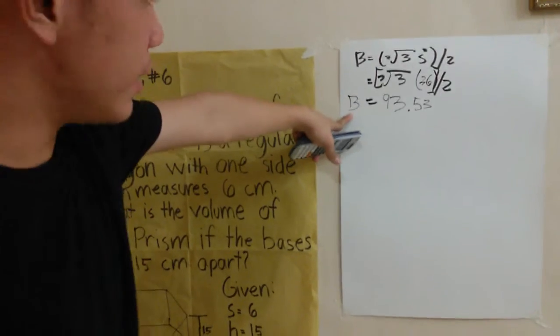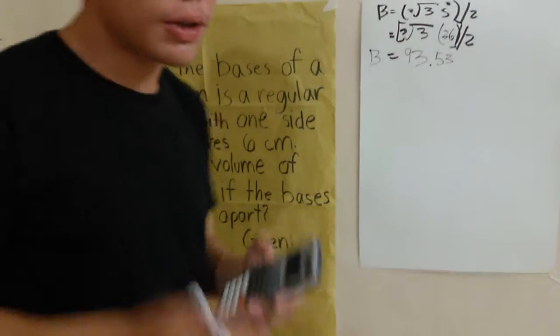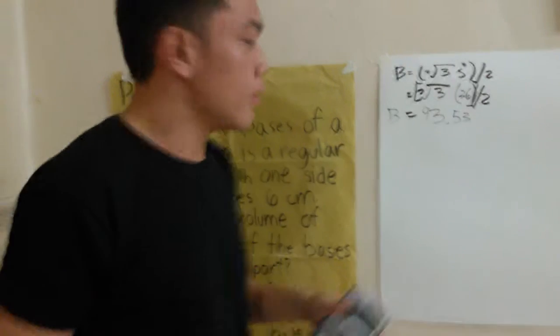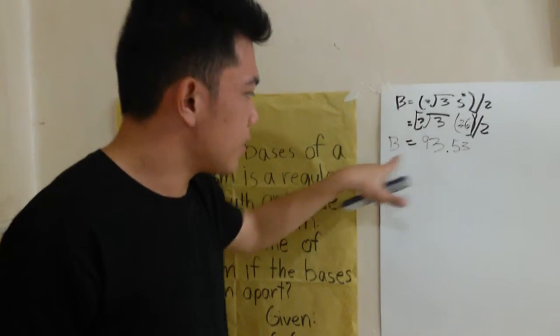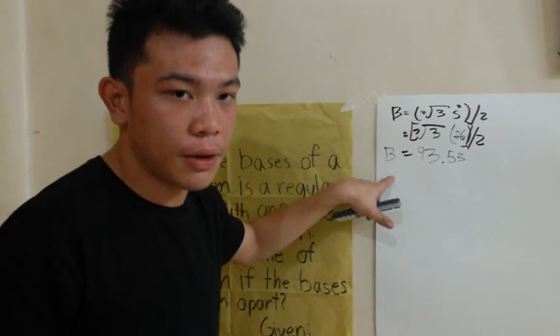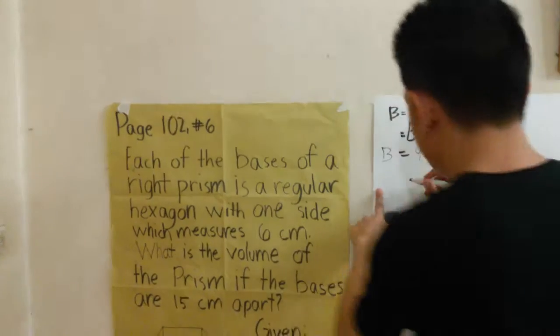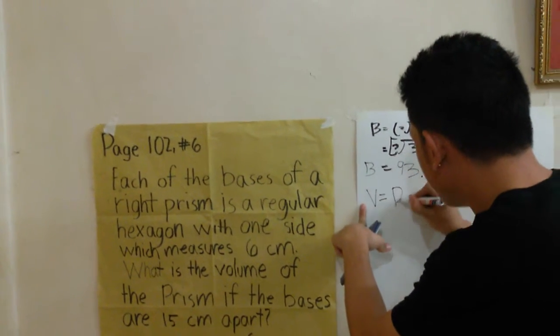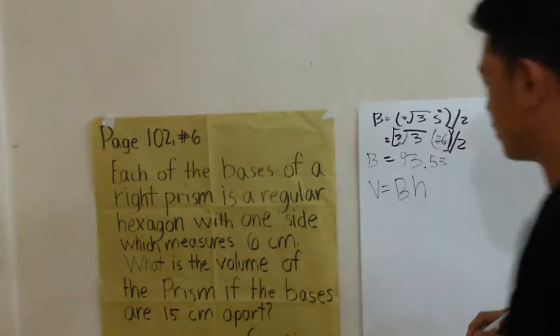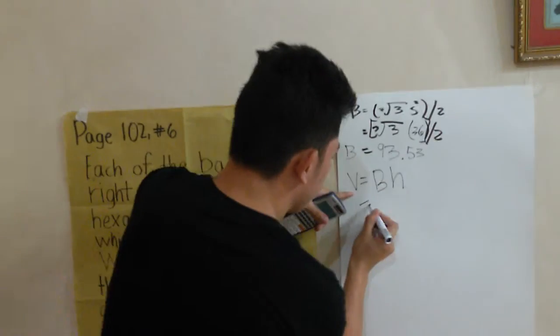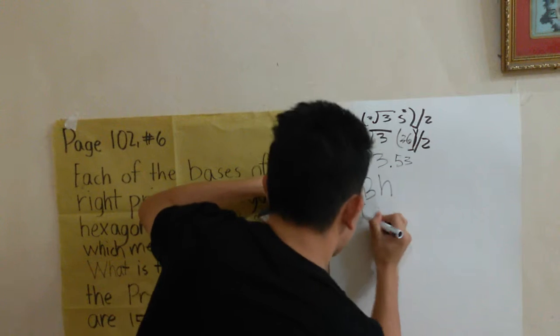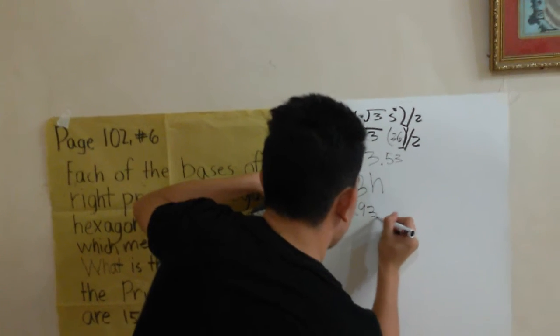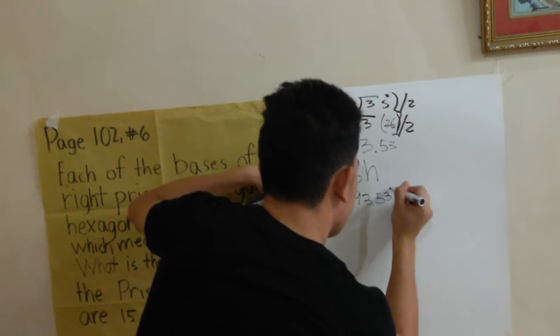Now we have the B, the area of the base. So in order to get the volume of the prism, we need only to multiply B times the height of the prism. So volume is equal to B times the height. So we substitute B, 93.53 times the height, which is 15.